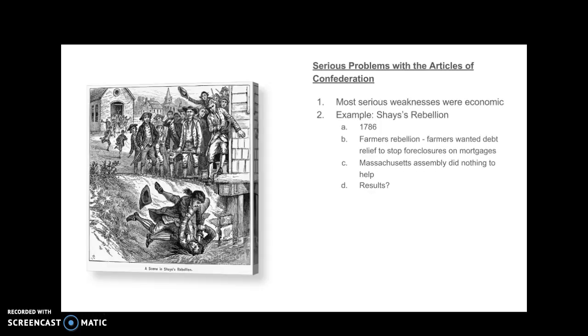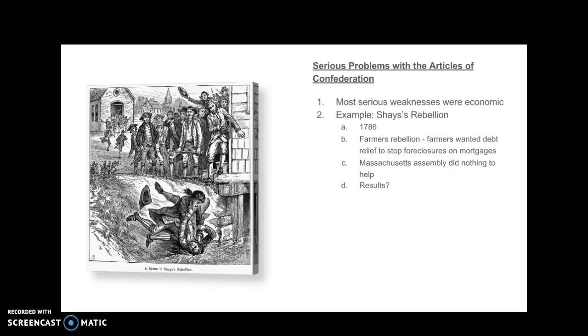However, the most serious problems with the Articles of Confederation and the most serious weaknesses were economics. And a great example of this is Shays' Rebellion that happens in 1786. Daniel Shays is a Revolutionary War veteran, and after the Revolutionary War and after risking his life, he was now on the brink of failure. The problem for Shays was that he was a victim of too much taxation and too little paper money with which to pay his taxes. And like Shays, there were many farmers in Massachusetts that had reached the breaking point in 1786.